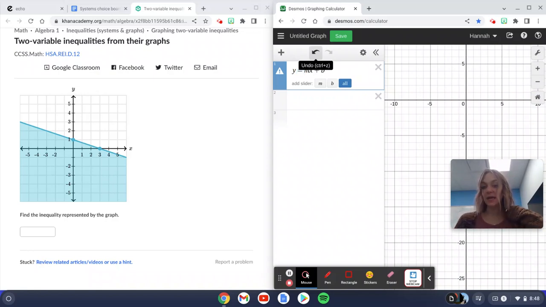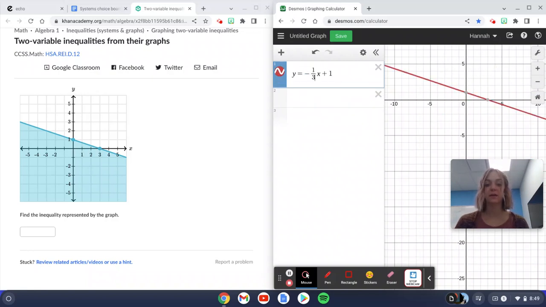So I know that b is my y-intercept, my starting value. So it's right here at 1 because that's where my graph crosses the y-axis. And then my slope, if I move from this dot to this dot, I have to go down 1 unit and I go over 3 units. So because I went down 1, it's negative. And then I ran 3, so negative 1 over 3.